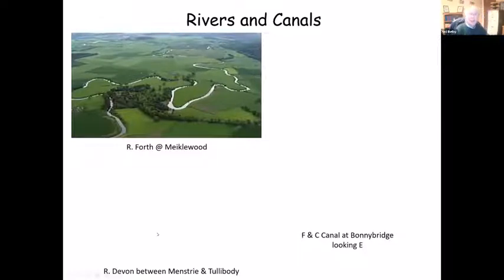Turning now to rivers and canals, which as I said provide almost 30% of the birds. And just another aerial view here taken from the internet, and of poor quality therefore. This is looking northwards or northeastwards over Meiklewood House, and you can see here how the River Forth winds its way around Meiklewood, and this section is counted by Derek Irving.